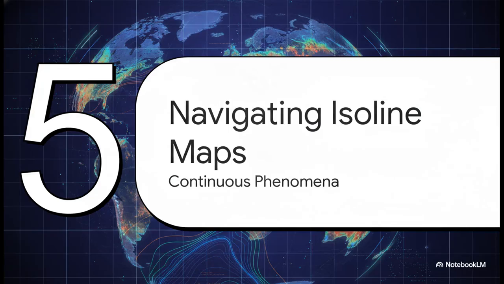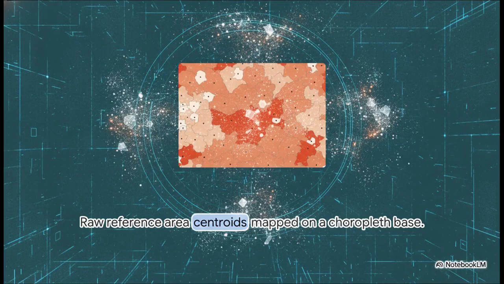Let's shift gears. Section 5, Navigating Isoline Maps, Continuous Phenomena. What happens when data doesn't respect borders at all? Data that exists everywhere simultaneously, like air temperature or topographic elevation, requires a completely different rendering protocol. Let's actually move to the visuals and see how this builds in a sequence.